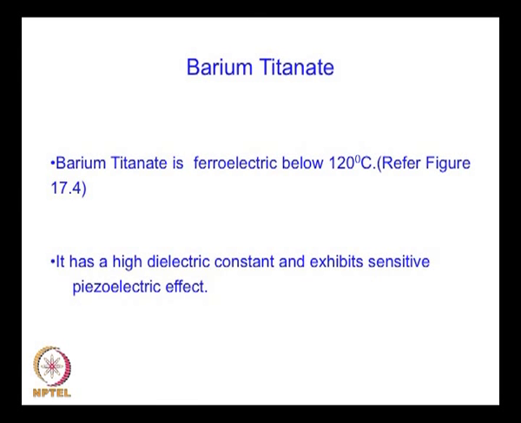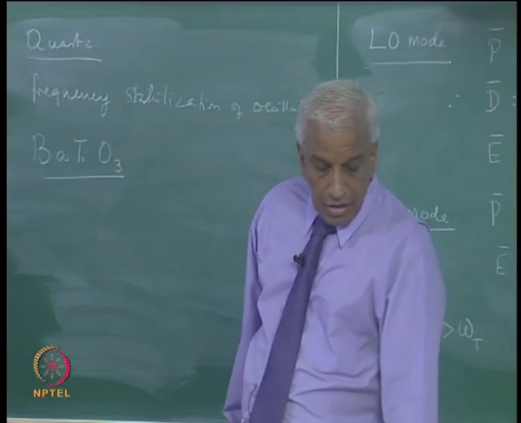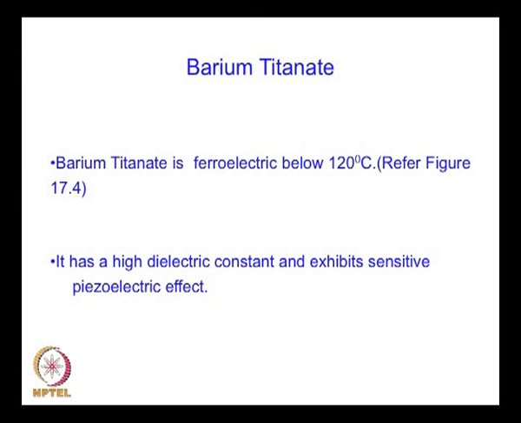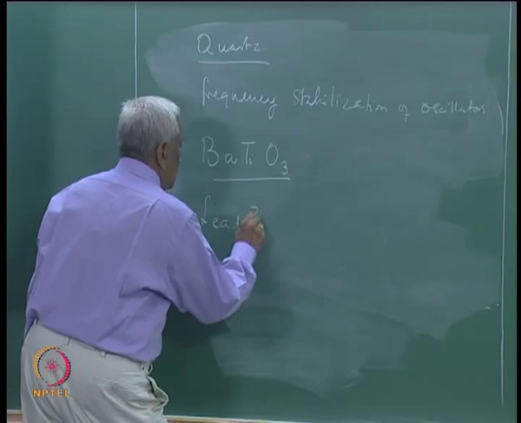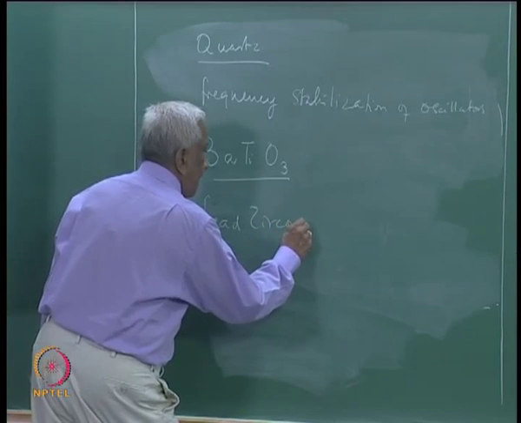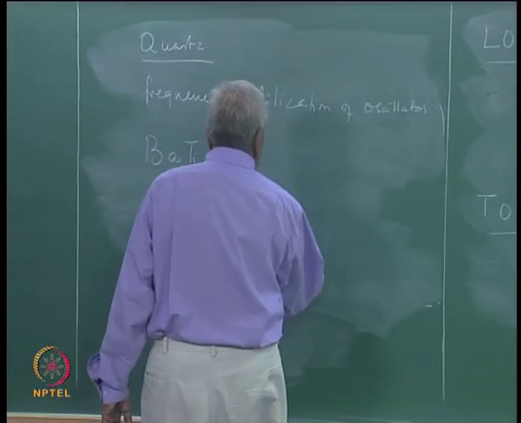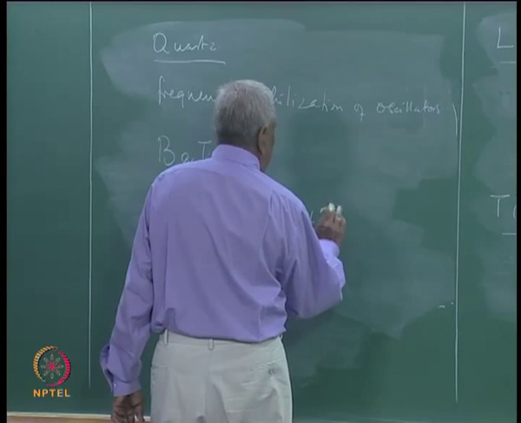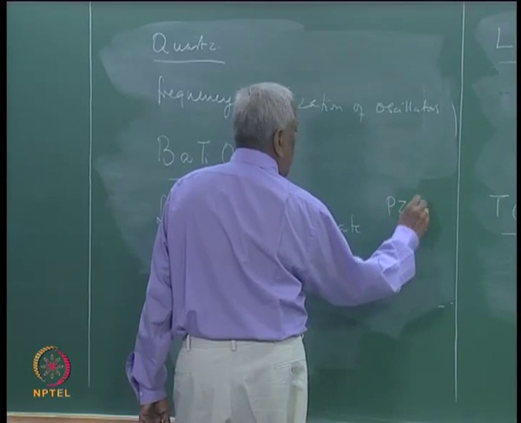The next material is barium titanate. We have already discussed this material. It becomes a ferroelectric at 420 degrees Celsius and has a high dielectric constant, and exhibits a very sensitive piezoelectric effect. Another one is lead zirconate titanate, which is known as PZT in short.